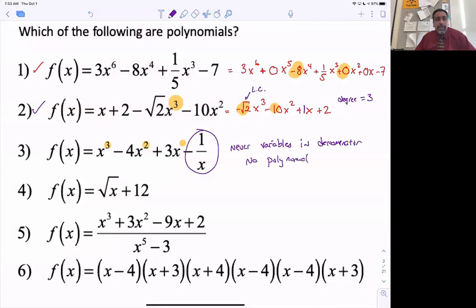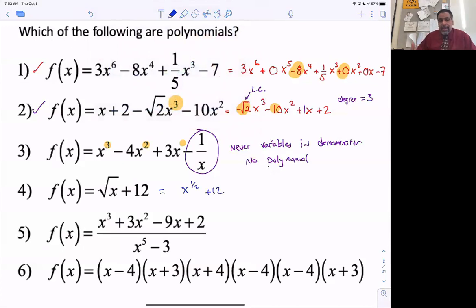We'll be learning about this in a different unit. When we go to number 4, again, we're looking for exponents. Depending how familiar you are with your exponents, you may say to yourself, well, I can rewrite this as x to the 1/2. That is an exponent. Square root does mean 1/2.